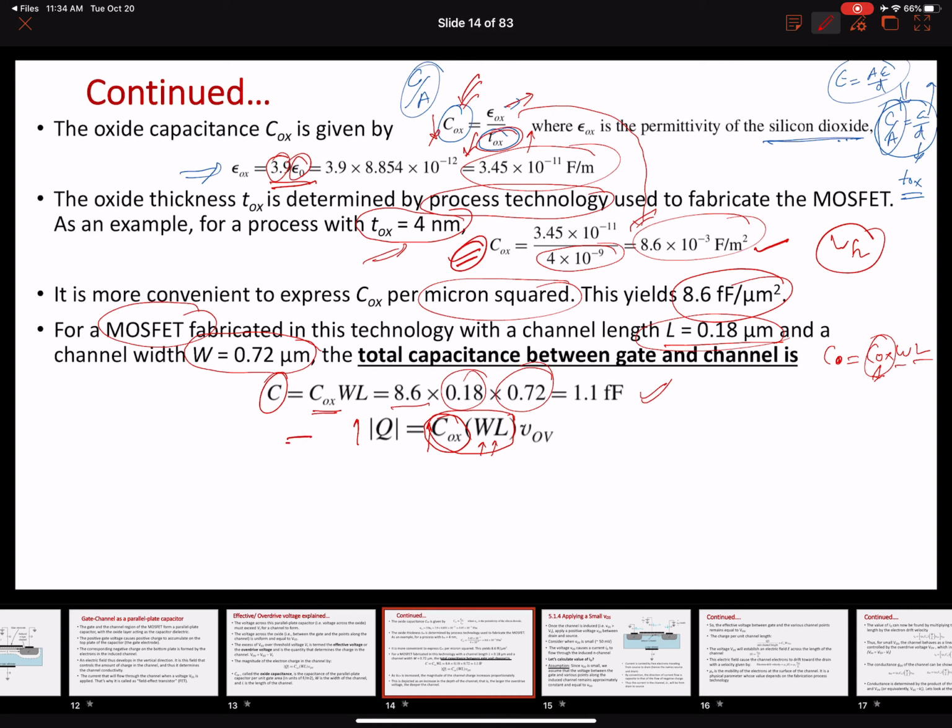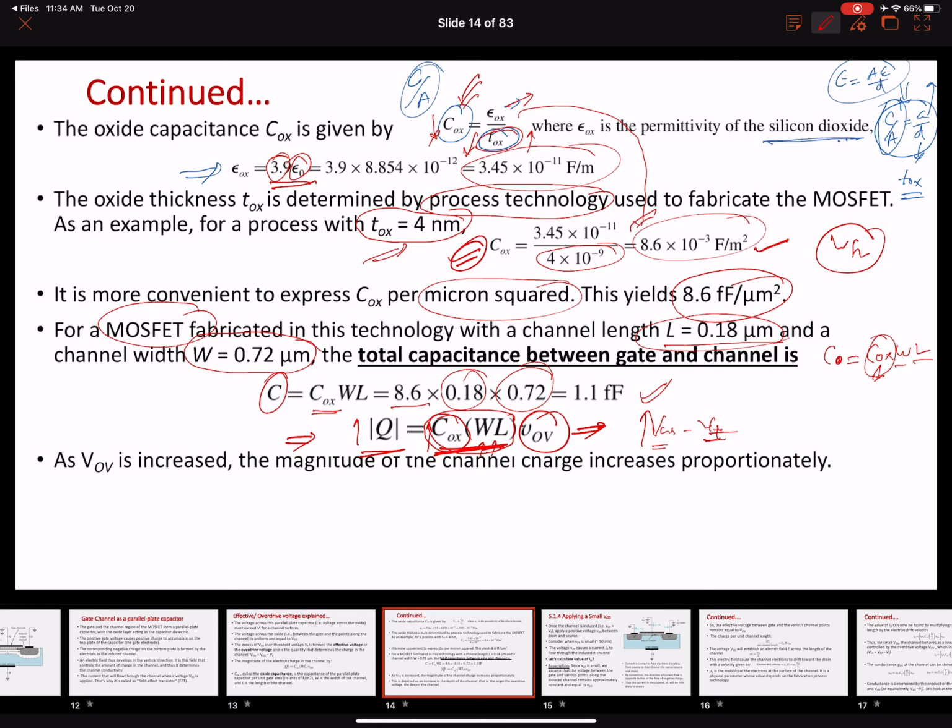In short, in order to vary the charge accumulation and in turn the channel conductivity, we can do it by this capacitance or by this overdrive voltage. Overdrive voltage is the effective or extra voltage beyond the threshold voltage, VGS minus VT. If we increase VGS more and more beyond VT, that will help accumulate more charges in the channel. So as VOV increases, the magnitude of the channel charge increases as well.